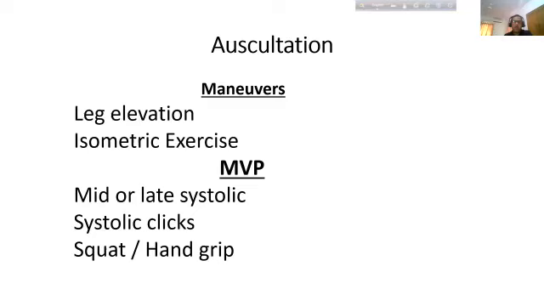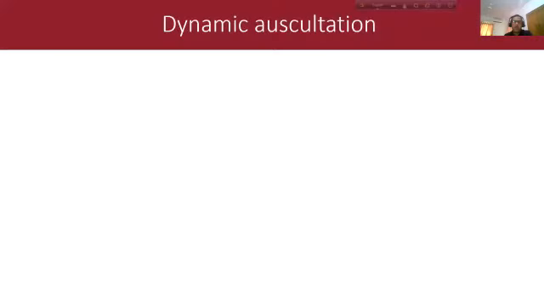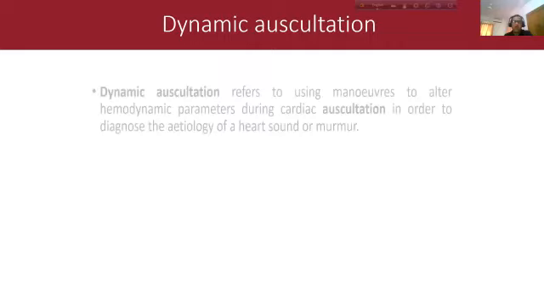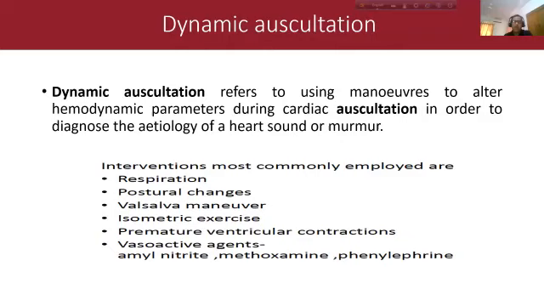And what are the different modalities for dynamic auscultation? We can do respiration, postural changes, Valsalva maneuver, isometric exercise, or producing premature ventricular contraction, or we can use some pharmacological agents like amyl nitrite, methoxamine and phenylephrine. And regarding the effect on murmur, especially in mitral valve prolapse, there's a mid-systolic click and systolic murmur. The click occurs earlier during inspiration, because of the inspiratory reduction in LV size and increased redundancy of the mitral valve, and there is mitral valve prolapse.